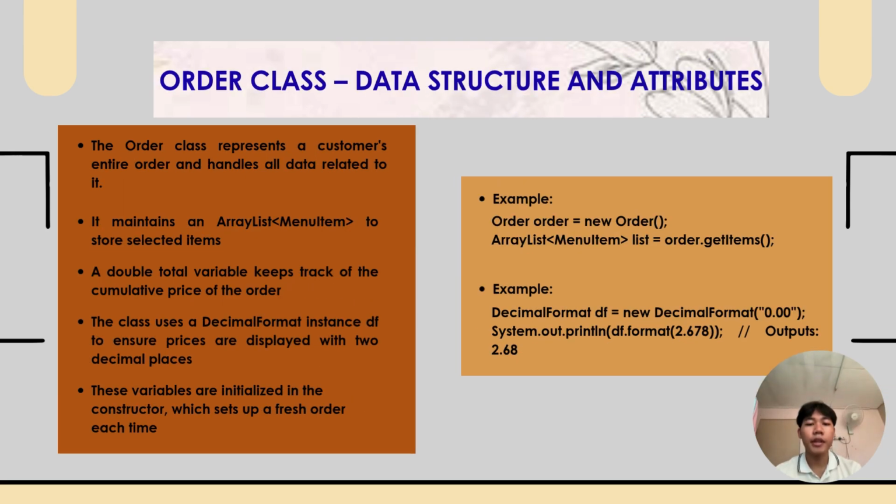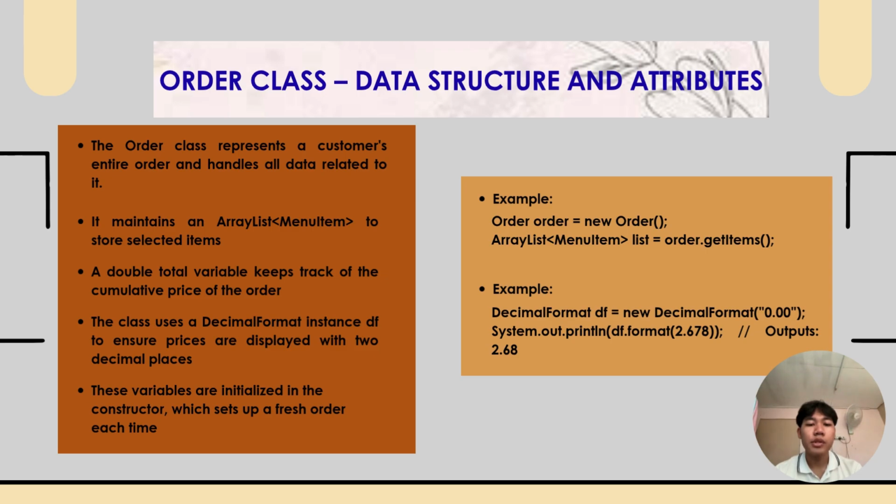Order class for data structure and attribute. The Order class represents a customer's entire order and handles all data related to it. It maintains an ArrayList of MenuItem to store selected items. A double total variable keeps track of the cumulative price of the order.